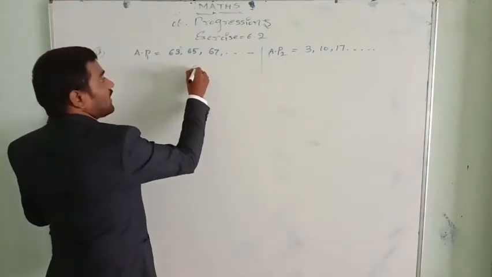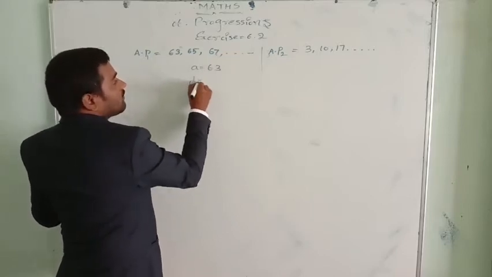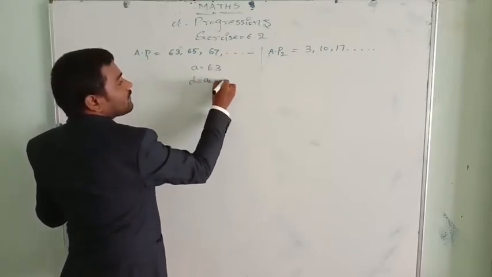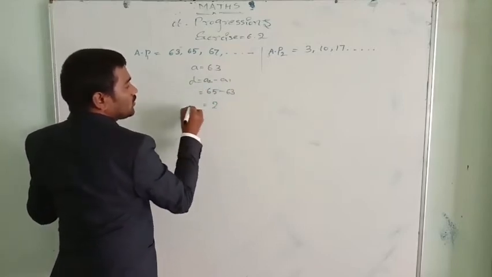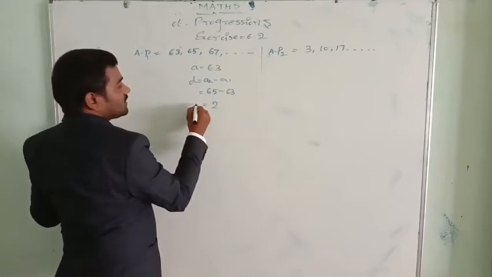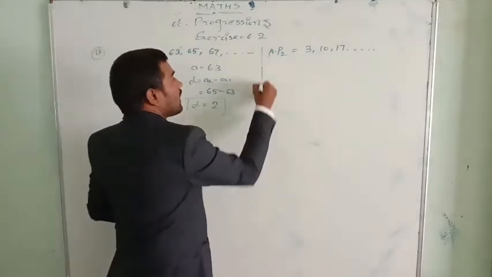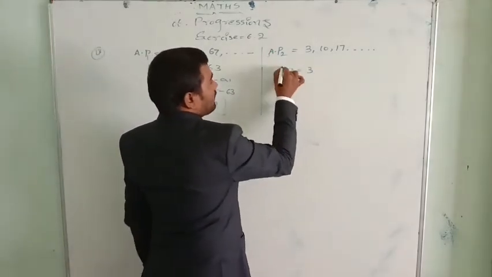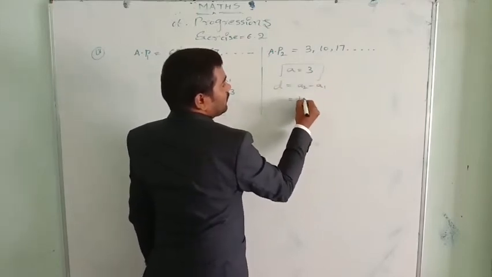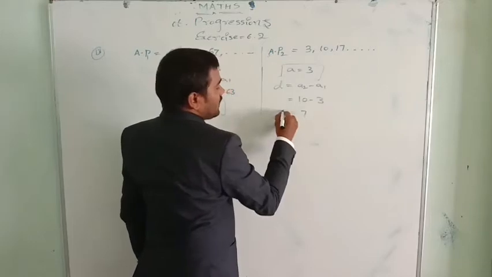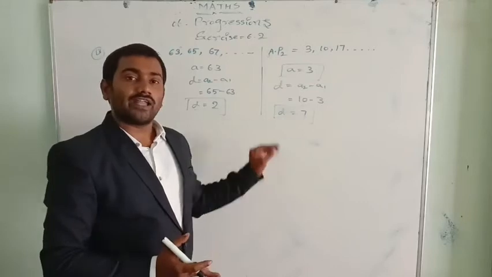So first of all let us find the first term in the first arithmetical progression. A equals 63 and D equals A2 minus A1, that is 65 minus 63, that equals 2. The common difference of this arithmetical progression is 2. And here A equals 3, and the common difference D equals A2 minus A1, that is 10 minus 3, that equals 7. For the arithmetical progression number 2 we got D value as 7. We got the A value and D value.